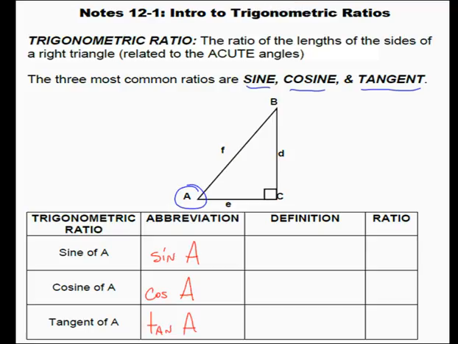The sine is going to be the opposite side compared to the hypotenuse. And the cosine is the adjacent, because cosine is connected, adjacent compared to the hypotenuse. Boy, that's a tough one to spell sometimes. Hypotenuse. And then the tangent is always the opposite over the adjacent.